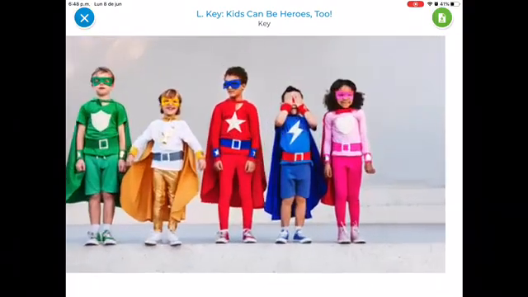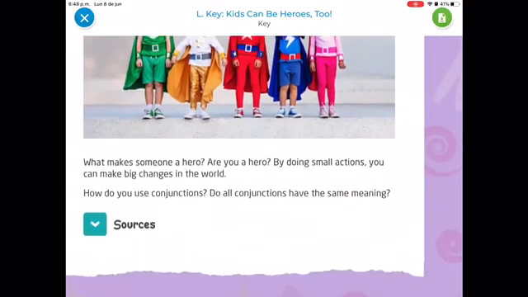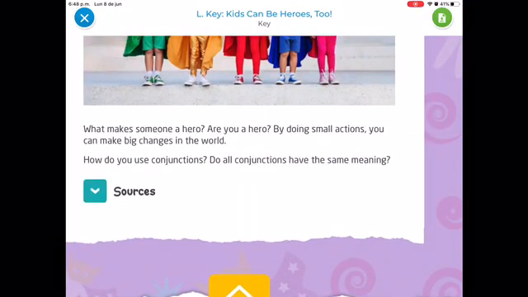Then here we have a beautiful picture of superheroes. What makes someone a hero? Are you a hero? By doing small actions, you can make big changes in the world. How do you use conjunctions? Do all conjunctions have the same meanings?